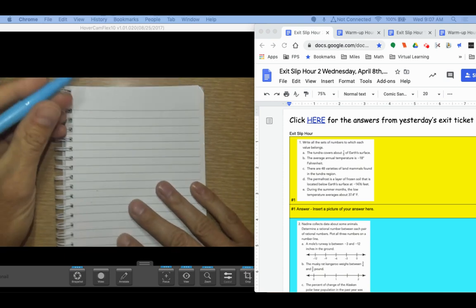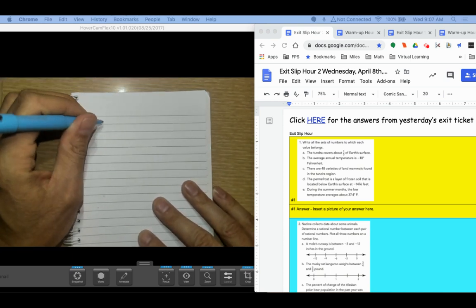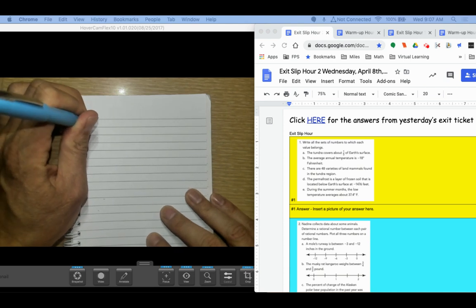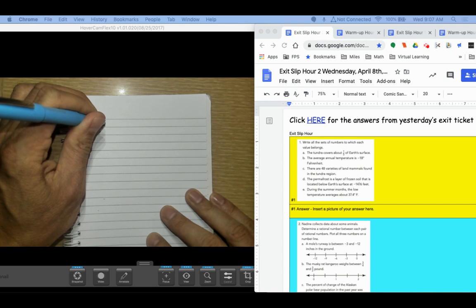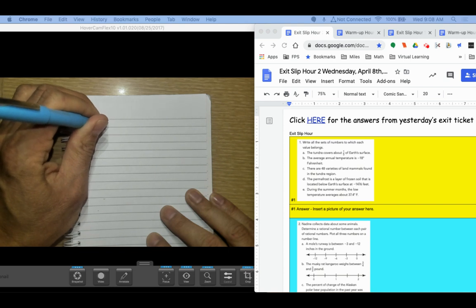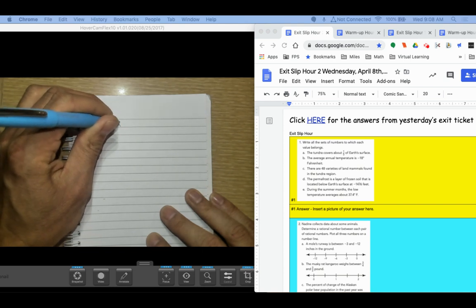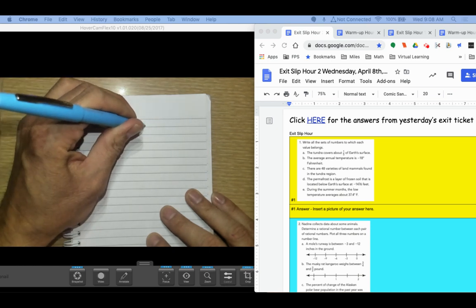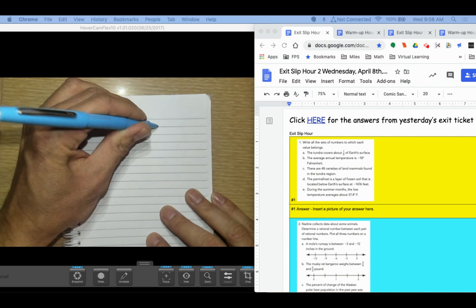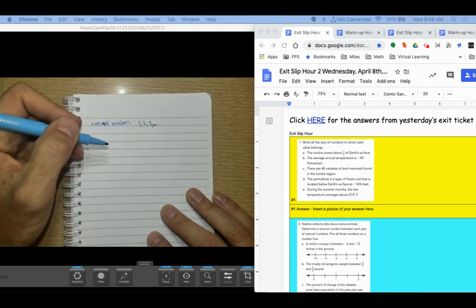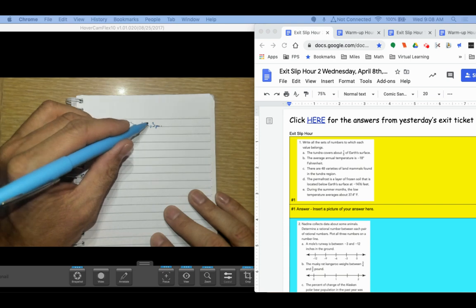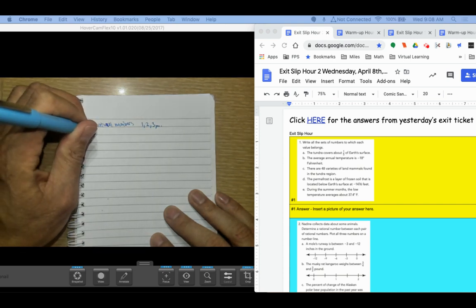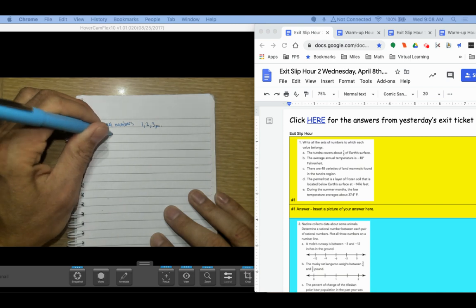All right, so for number one, it says write all the sets of numbers to which each value belongs. So if I'm thinking about this, there are natural numbers. And natural numbers include 1, 2, 3, and then dot, dot, dot, the ellipsis, saying it goes on forever and ever. All right, but it starts at 1 and it's not a decimal, it's not a fraction.